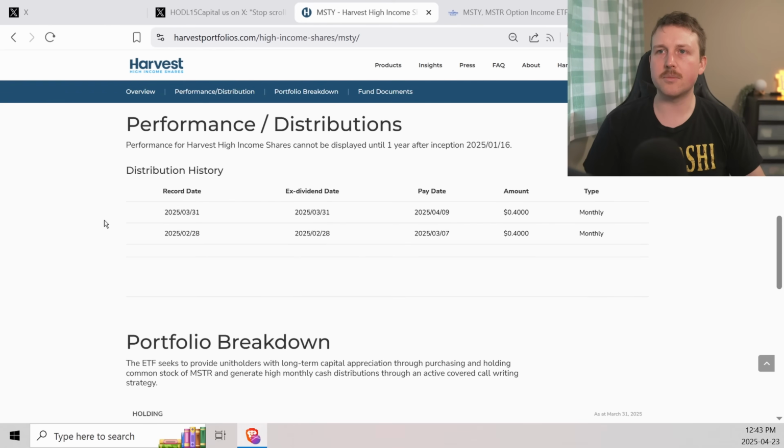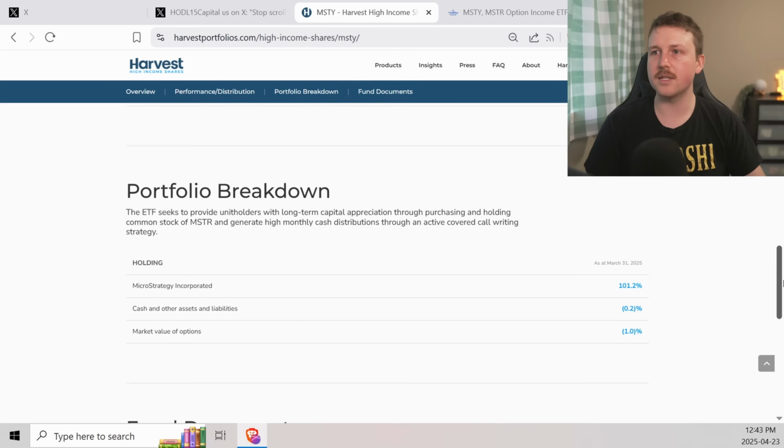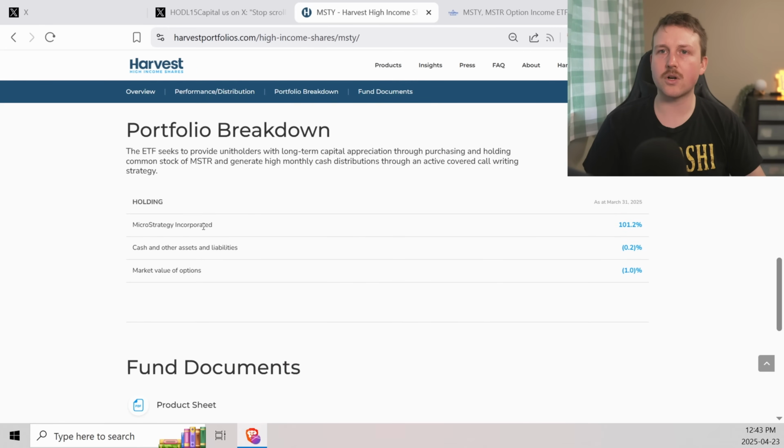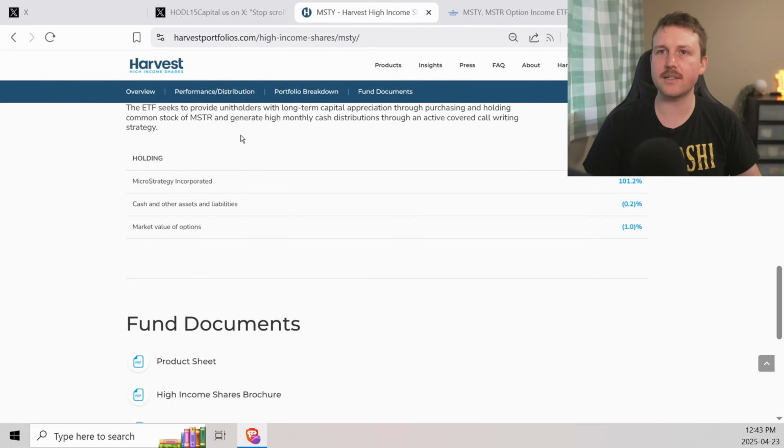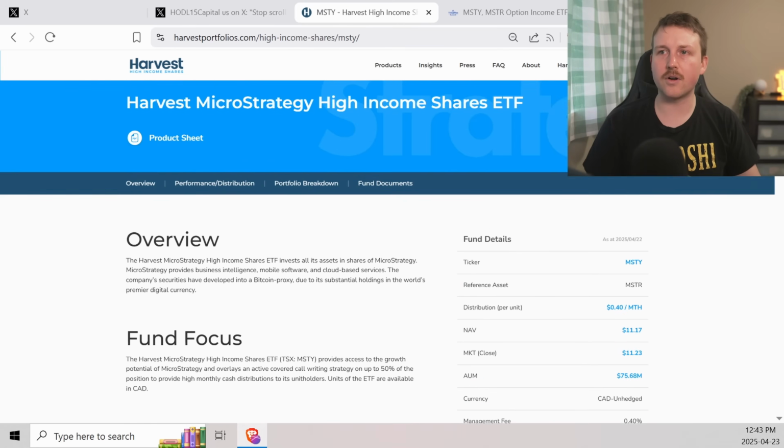The other thing I will mention about MSTY is that it is fairly new. It's only had 2 distributions so far, and the next one is coming up in around a week or so. And you can see their holdings are 101%. So they're a little over, they might have taken on a little bit of leverage or something like that. They're a little over allocated, but that's to MSTR stock. And here they have the 0.2 in negative of cash. So they're holding a tiny little bit of debt while they probably balance some things out. And then they have the market value of their options is negative 1%. So they're selling calls on the shares that they own.